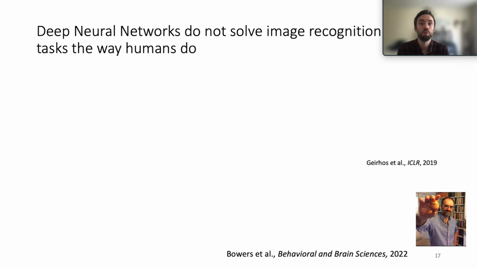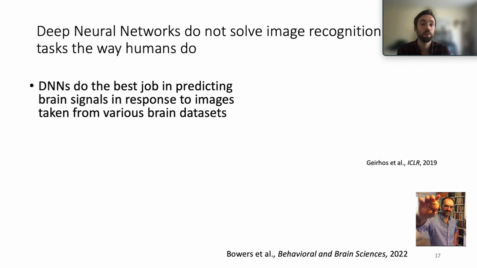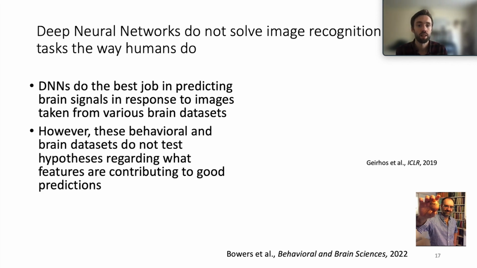So I think most people will agree that deep neural networks are incredibly exciting, and also their application to understand the brain may be a very promising way forward. However, there do remain serious criticisms. A lot of these have been laid out in a very important and highly influential commentary piece by Jeff Bowers and colleagues here at the University of Bristol. They acknowledge that deep neural networks in many cases do the best job at predicting brain signals in response to images taken from brain data sets.